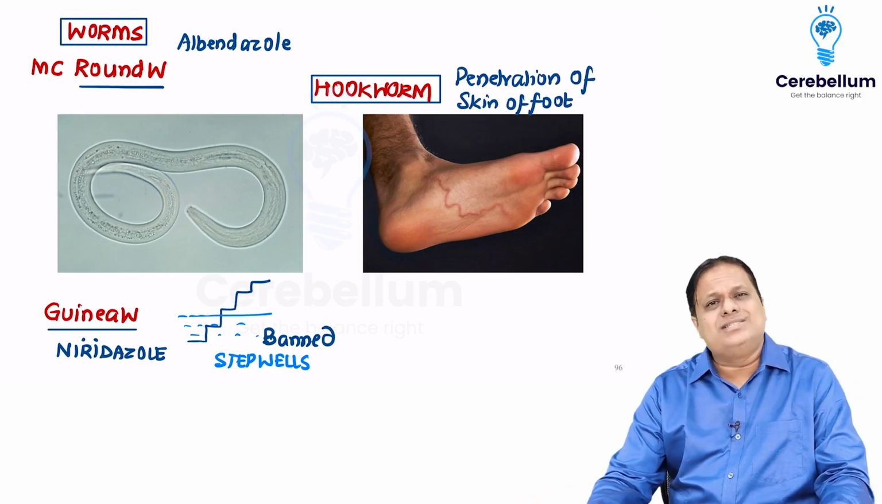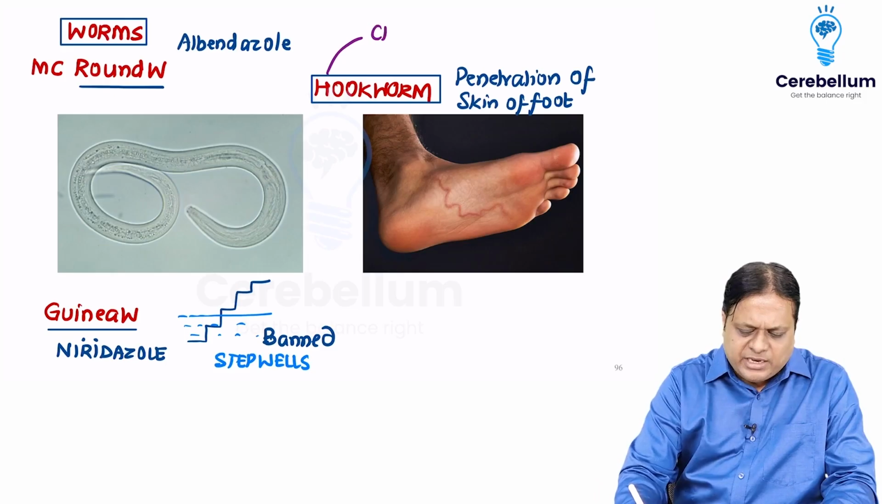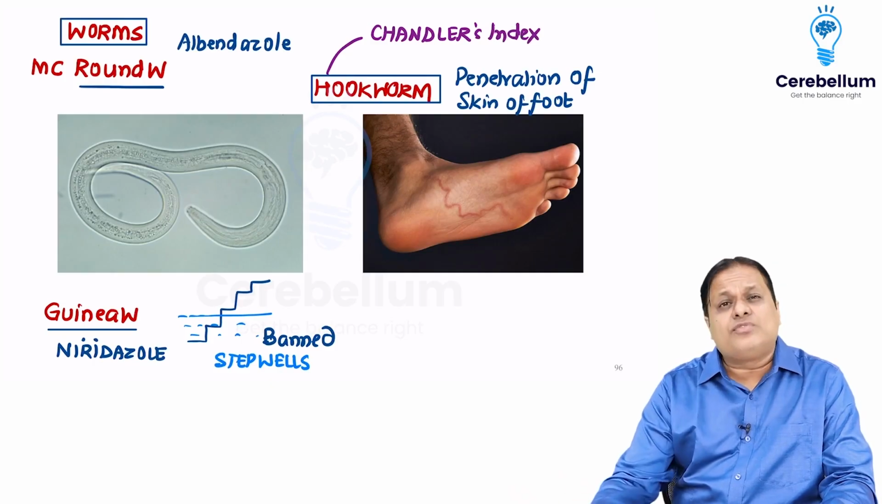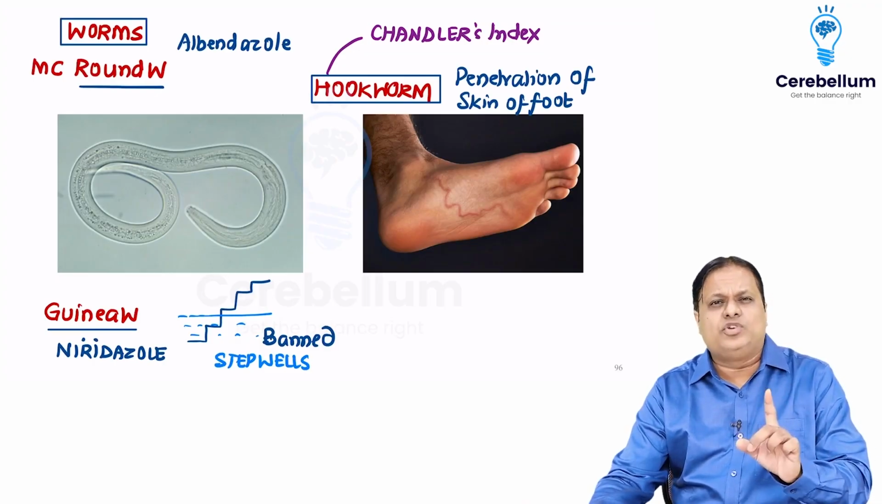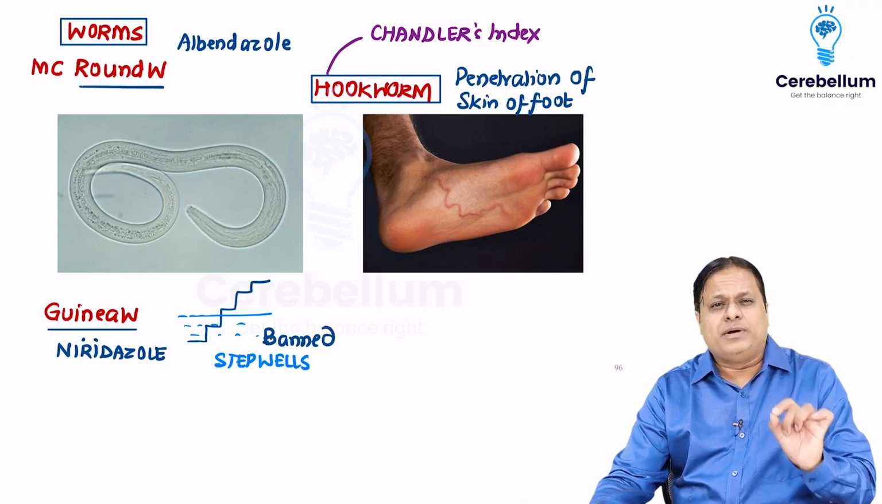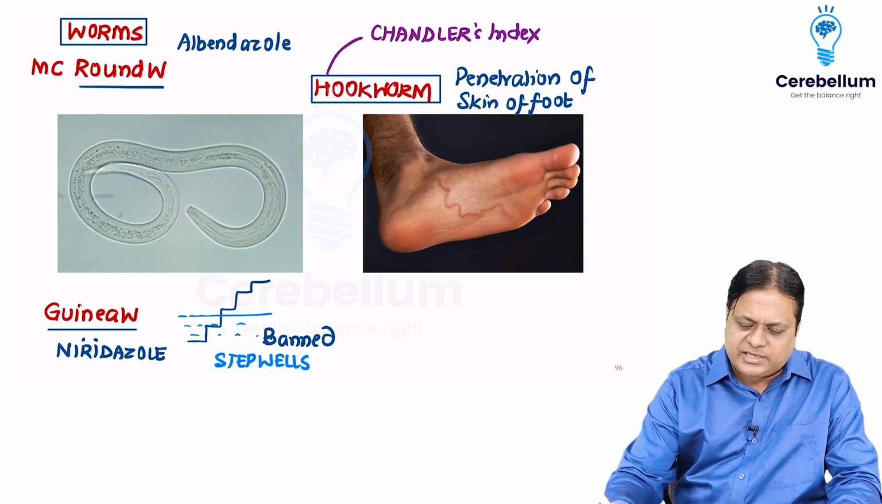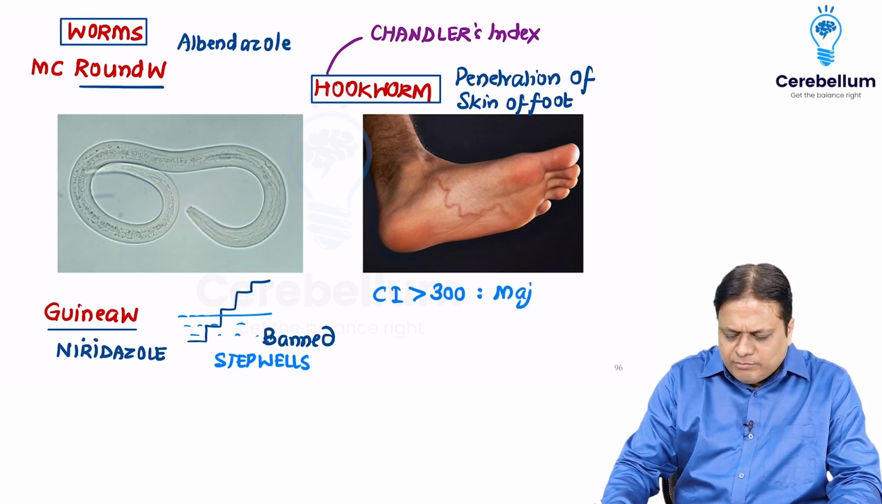Larva migrans you can see in the image. Hookworm problem you can assess by an endemic index known as Chandler's index. This is the number of eggs of hookworm per gram of stool of the community, not an individual person, so you cannot monitor treatment, per gram of stool of community measured by Kato-Katz technique. If Chandler index is more than 300, it indicates a major public health problem.